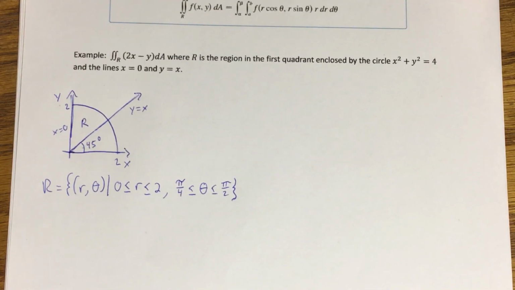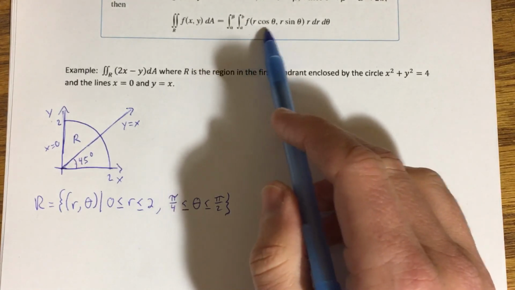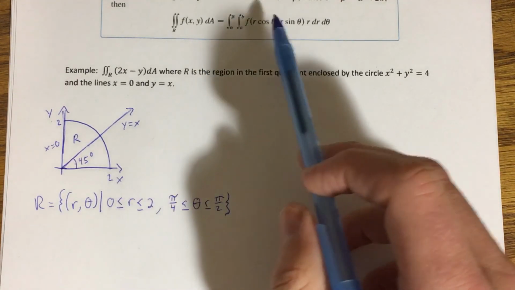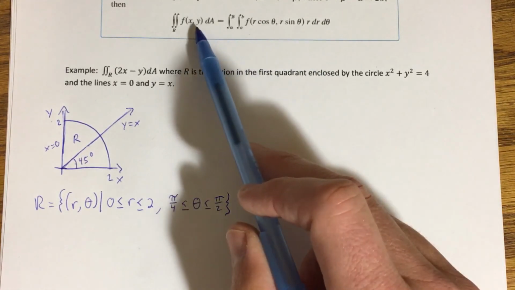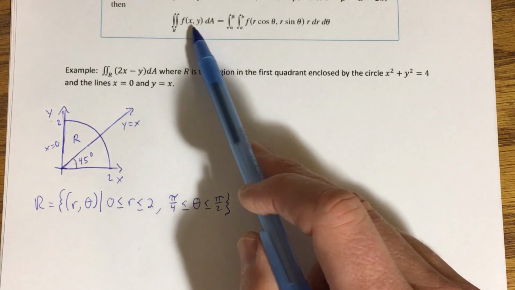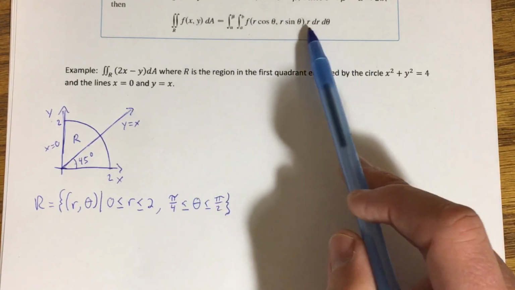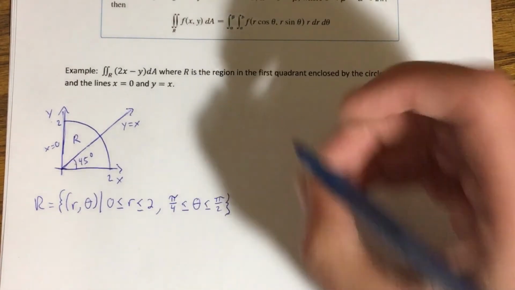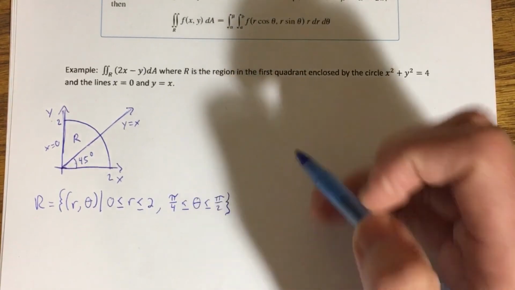So to make the conversion into polar coordinates, again, this is what we have to do. You have to use r cosine of theta and r sine of theta as substitutions for the x and y in your f of x, y. And then dA becomes r dr d theta. And our limits of integration are the limits for theta and the limits for r right there.